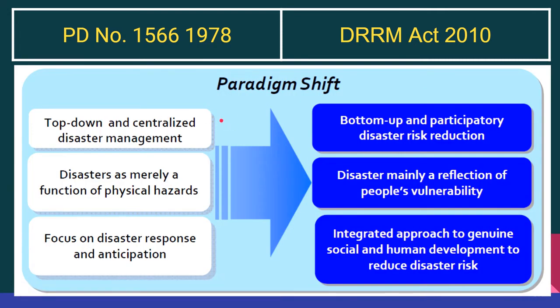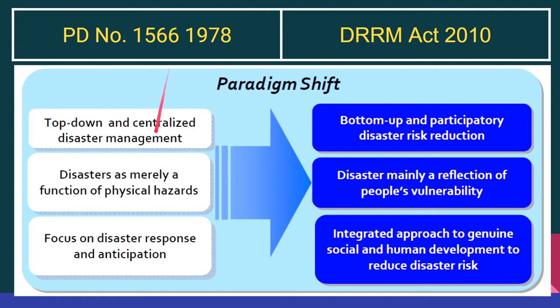Here is another diagram to show us the difference between the two laws. So PD 1566 is top-down, okay, and centralized disaster management. So everything comes from the national government, while the DRRM Act is bottom-up and participatory. So it means that it starts from the bottom, it starts from the community, okay, in coordination with the local government units, and then eventually overseen by the national government.